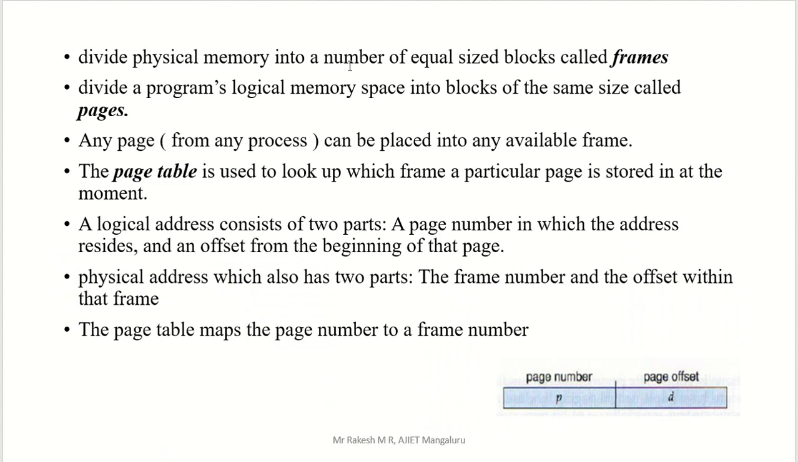Divide physical memory into a number of equal-sized blocks called frames. Divide the program's logical space, that is the process, into blocks called pages. Any page can be placed into any available frame, that means the free frames. The page table is used to look up which frame a particular page is stored in.